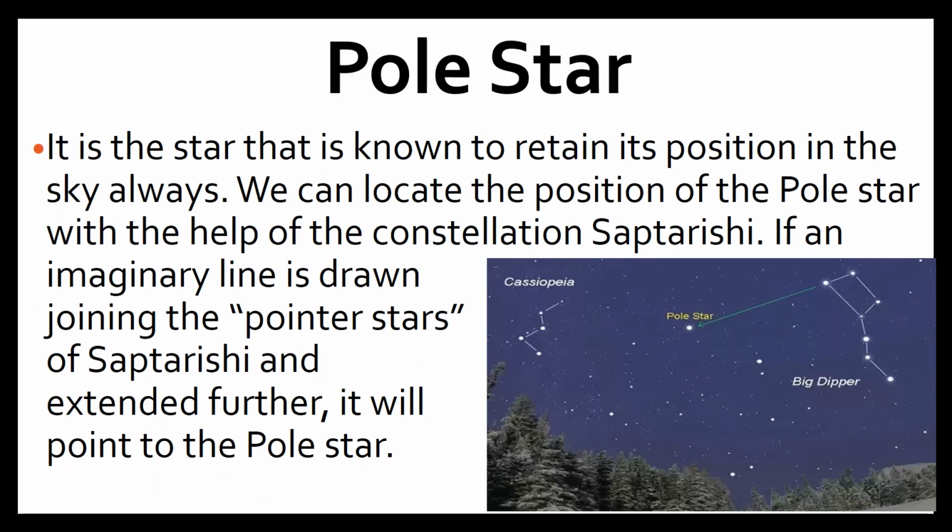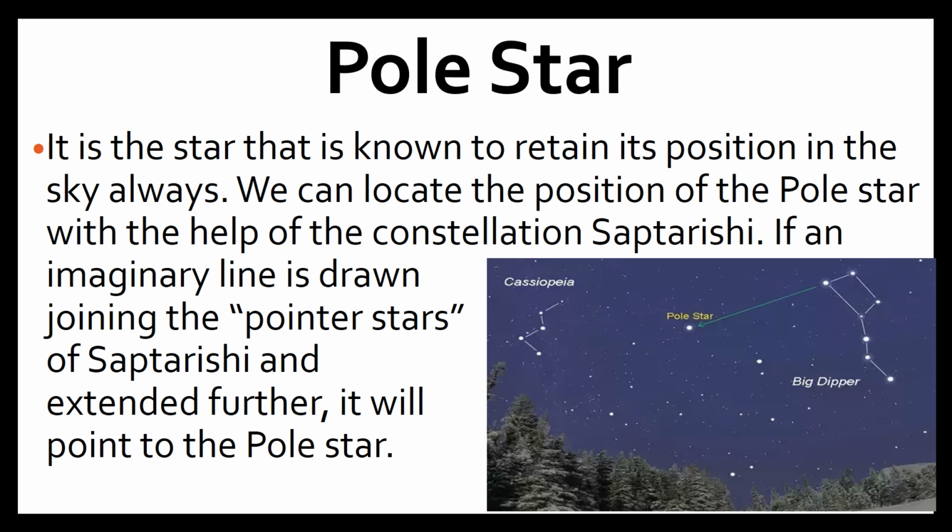Now, let's understand what the pole star is. It is the star that is known to retain its position in the sky always. We can locate the position of the pole star with the help of the constellation Saptarishi. Students, we have discussed constellations. A group of stars which form a pattern and have a particular name is called a constellation.